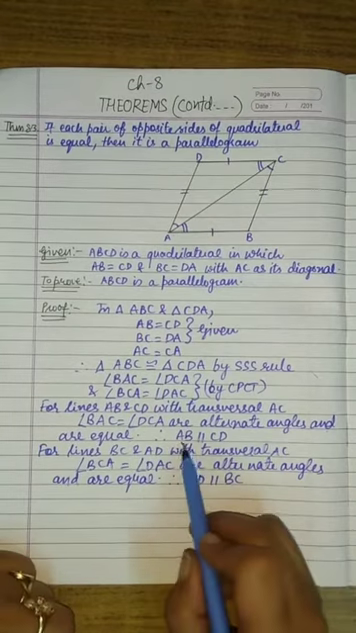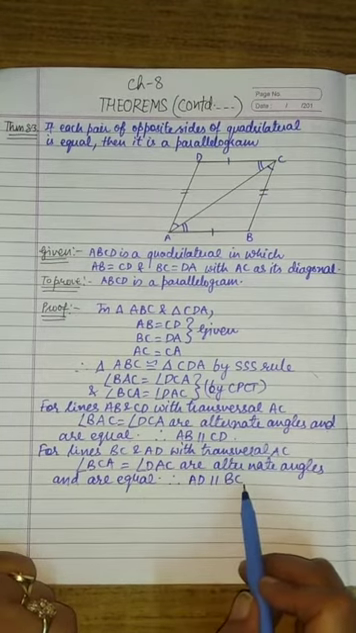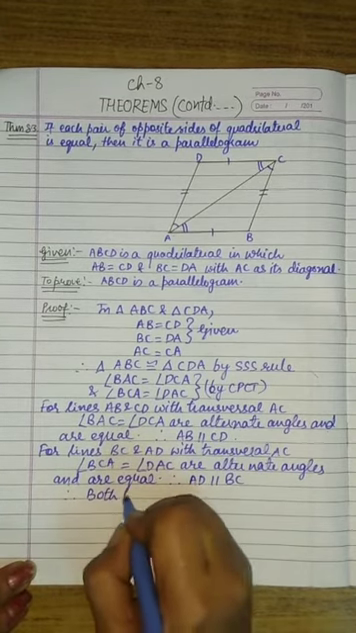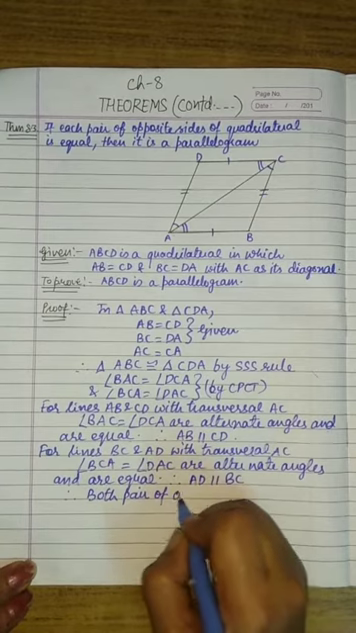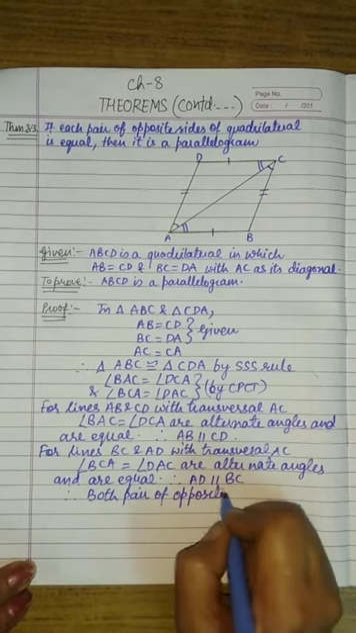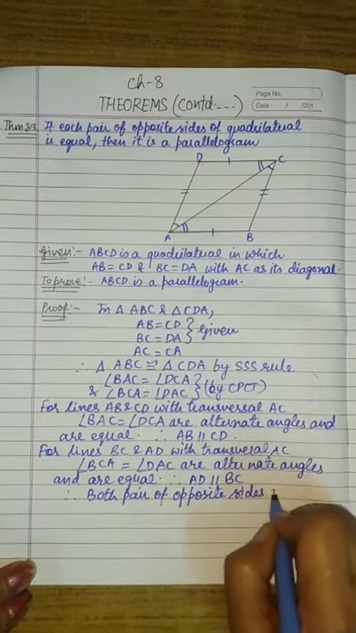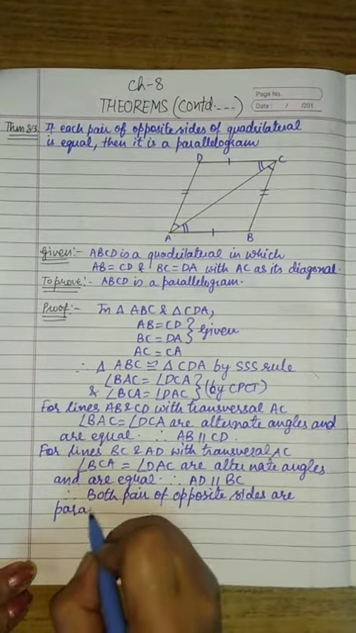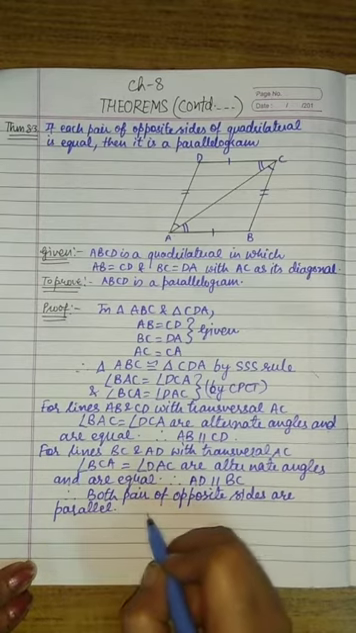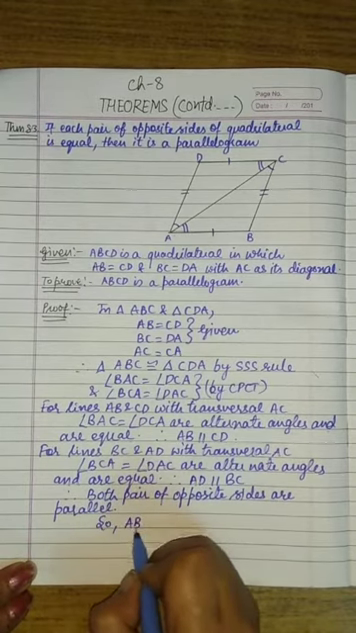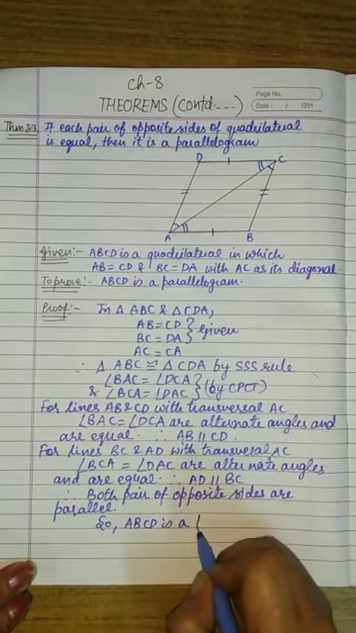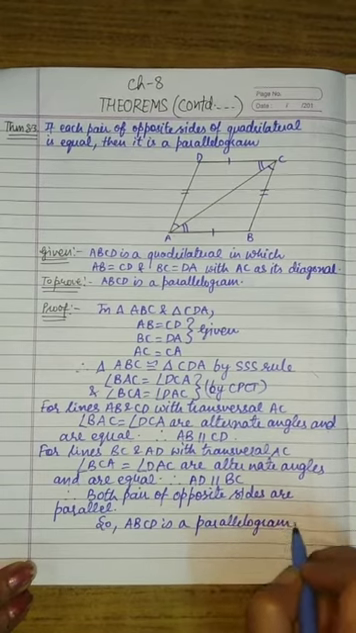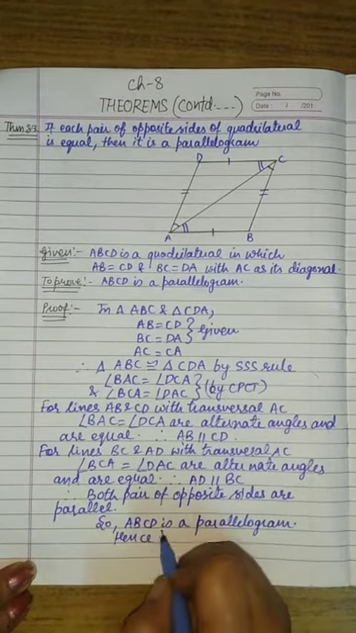Now it means AB is parallel to CD and AD is parallel to BC. Therefore both pairs of opposite sides are parallel. They are given equal in the question, but now they are parallel also. So ABCD is a parallelogram. So hence proved.